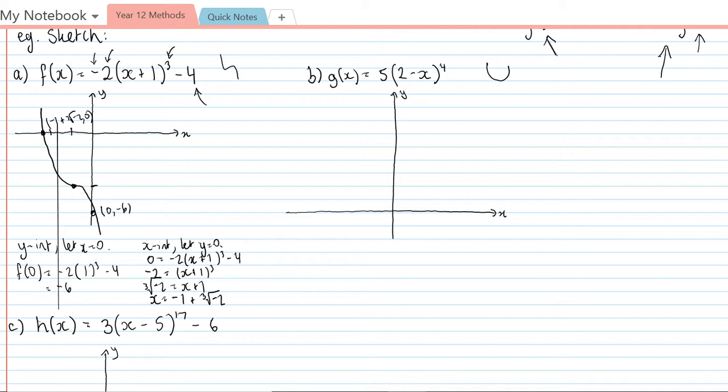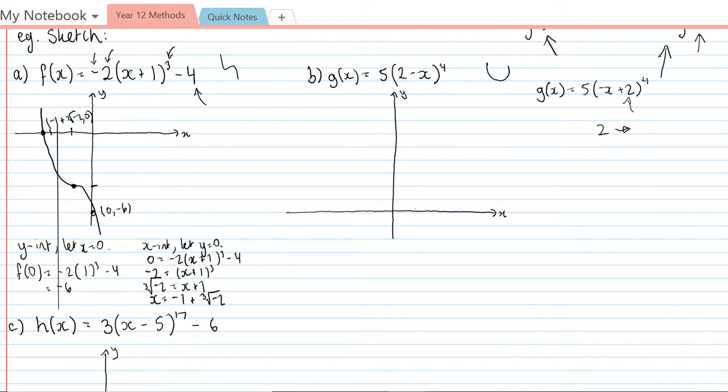It might affect the horizontal translation though. To make this question a little bit easier, I might write it as g of x equals 5 out the front of negative x plus 2 to the power of 4. Normally this plus 2 would translate the graph 2 units to the left. But because it is reflected in the y-axis, it's now going to go 2 units to the right. So I'm just going to keep track of that down here. It's 2 units to the right, dilated by a factor of 5, so it's a bit steeper. Okay, I think I can sketch that now.